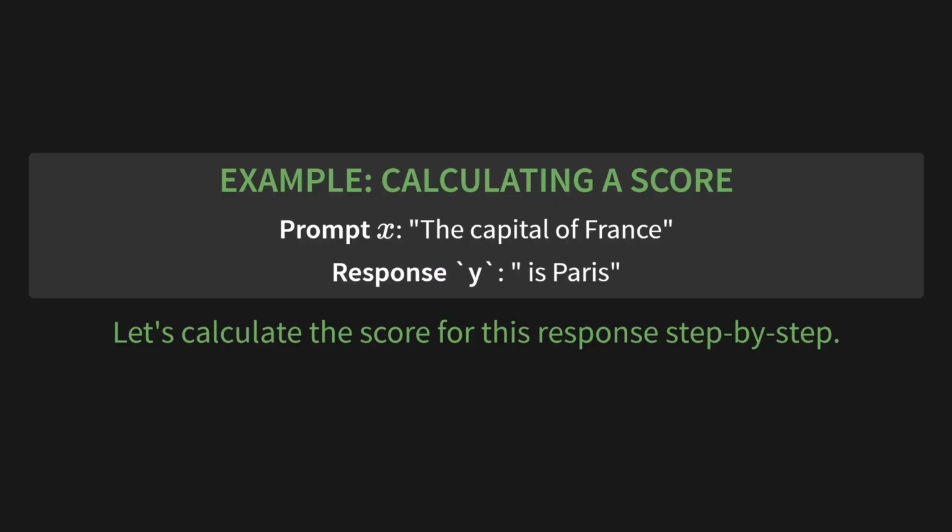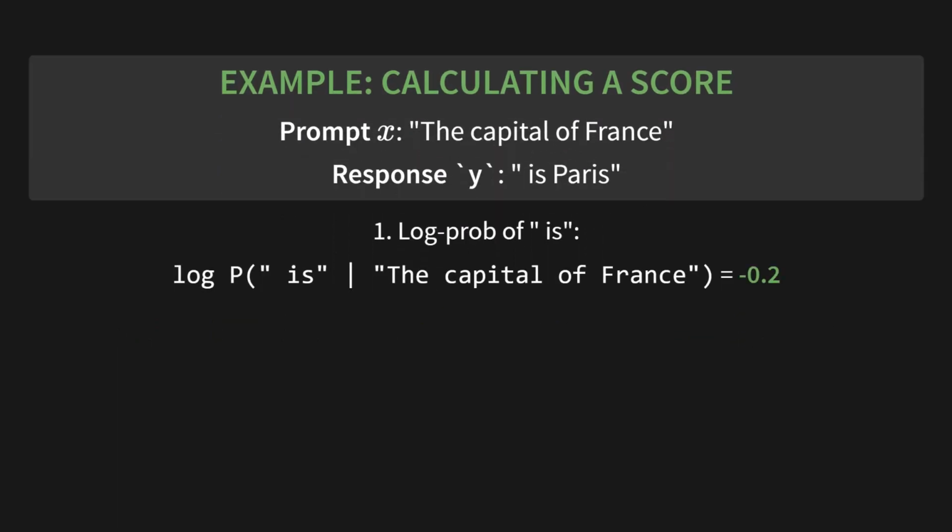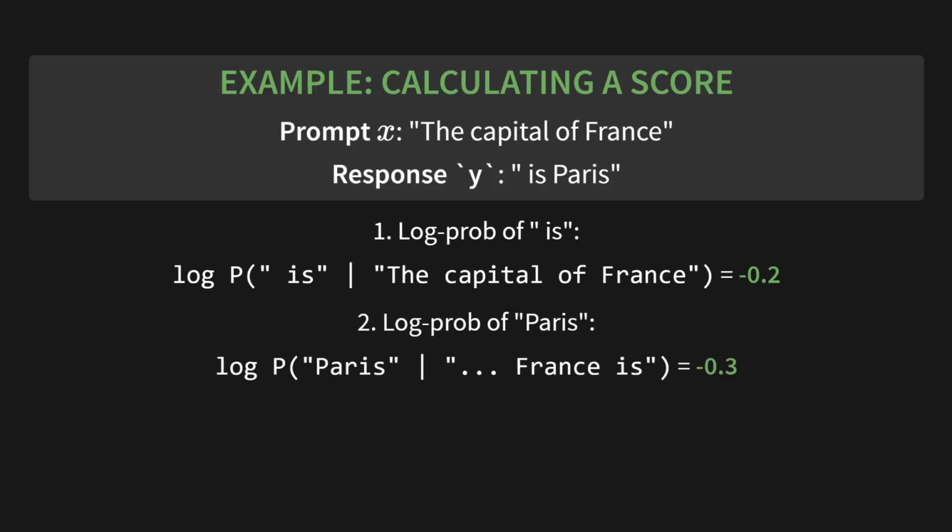Let's look at the slide. The prompt X is the capital of France, and the response Y is Paris. Let's calculate the score for this response. First, we look at the log probability of the first token, which is "is". So what's the log probability of "is" given the prompt the capital of France? Let's say our model gives us a value of -0.2.